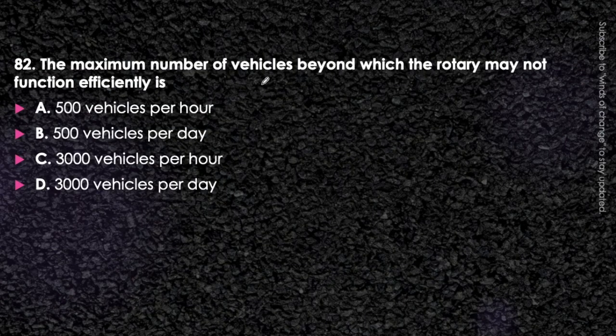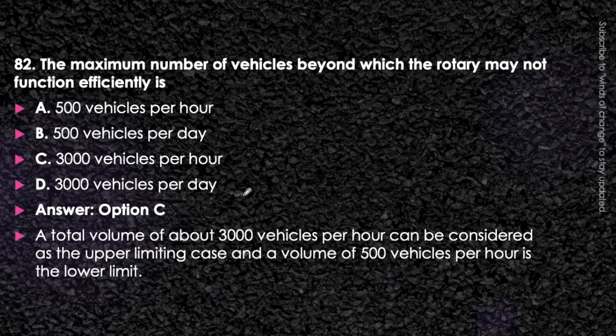The maximum number of vehicles beyond which the rotary may not function efficiently is 500 vehicles per hour, or 500 vehicles per day, or 3000 vehicles per hour, or 3000 vehicles per day. We are talking about the capacity of the rotary in which it functions well. This will be the case of 3000 vehicles per hour. If the value crosses 3000 vehicles per hour, then the rotary will not be that effective.